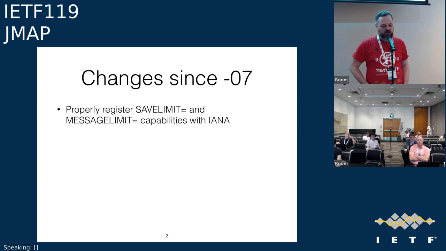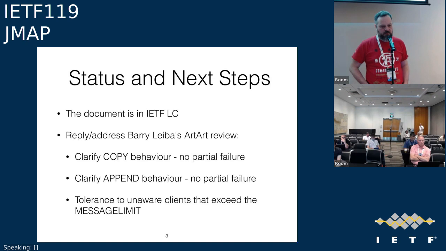So yeah, minimal change in 7, just there was a missing capability registration for save limit. But there are slightly more substantial changes queued up. Next slide. So, document in last call. Barry raised a few issues, which I would like to quickly talk about. Clarify the copy behavior, that there is no partial failure. It's either all, you copy everything or nothing. I think the document says that, but it wasn't where you were looking for it. So I think it's editorial, but I can fix it.